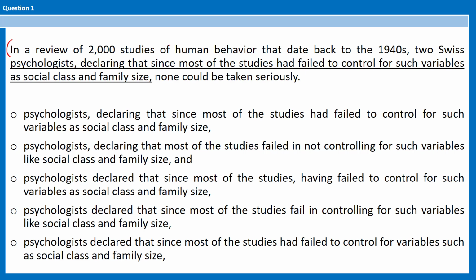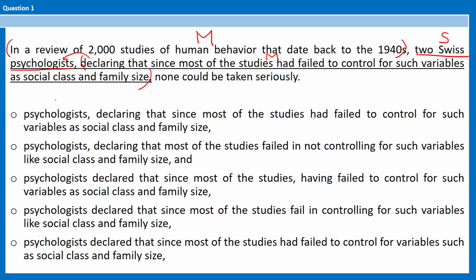In a review of 2000 studies of human behavior that date back to the 1940s, that's my modifier. Then you have a subject, 2 Swiss psychologists. And what is the verb? Okay, so you have a subject, but we have a problem because declaring is not a verb. Declaring all the way down to size is a modifier as well. It's a present participle modifier that describes psychologists.